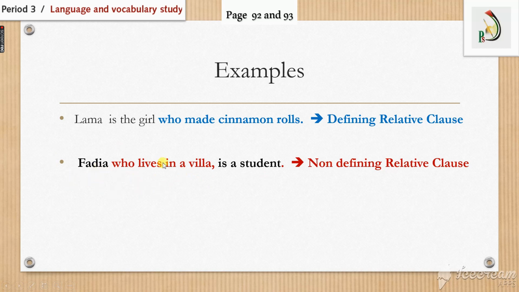What if Fadia lives anywhere? Does it bother her being a student? No, it has nothing to do with Fadia as a student. So, who lives in a villa is unnecessary information which we do not need. So, this is called non-defining relative clause, and it is separated with the help of commas. Dear students, add a comma here.